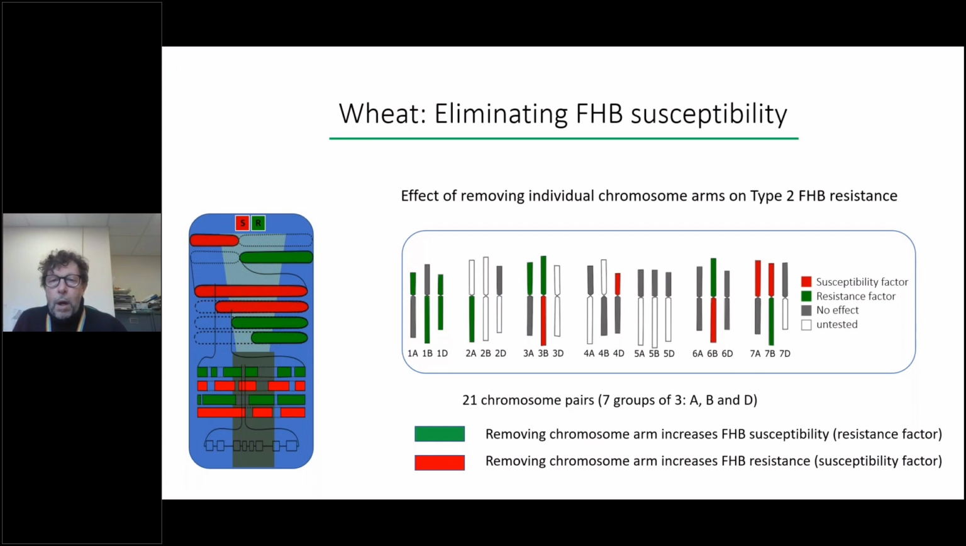But on some of the arms, and in particular we'd focus in on 4D here, removing that chromosome arm actually leads to an increase in resistance. And so we believe that there is some factor present on that arm which is conferring susceptibility. So our challenge is to identify it and remove it so that breeders can use those varieties that are identical to what they currently have and yet lack this susceptibility.